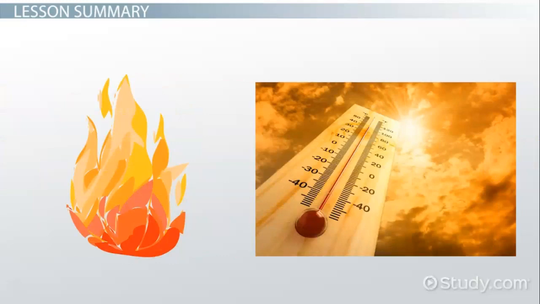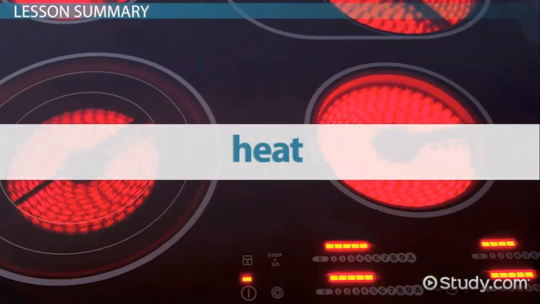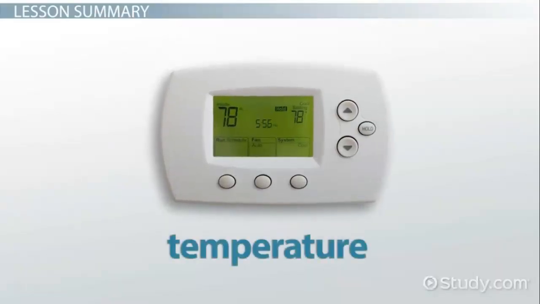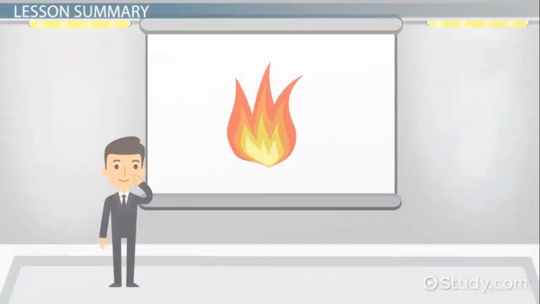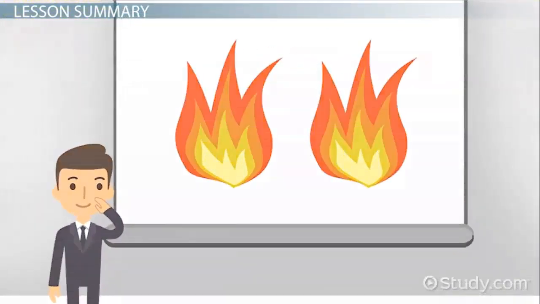Heat and temperature, while at first appearing similar, are actually two different concepts. Heat is energy that is transferred from a hot substance to a cold one, and temperature is a measure of the average kinetic energy of the molecules in a system. The two can be related together through the specific and latent heat equations.